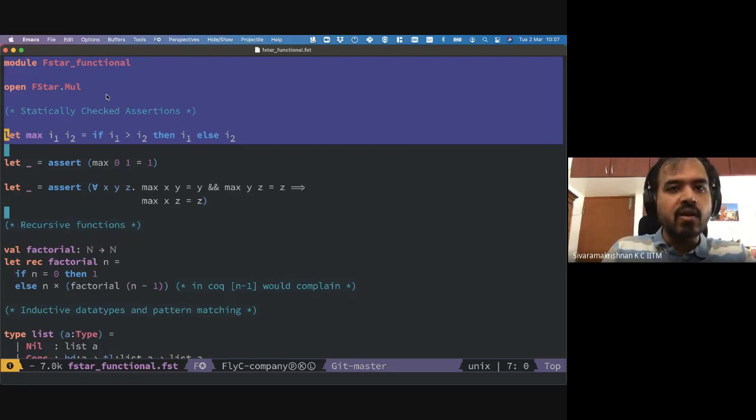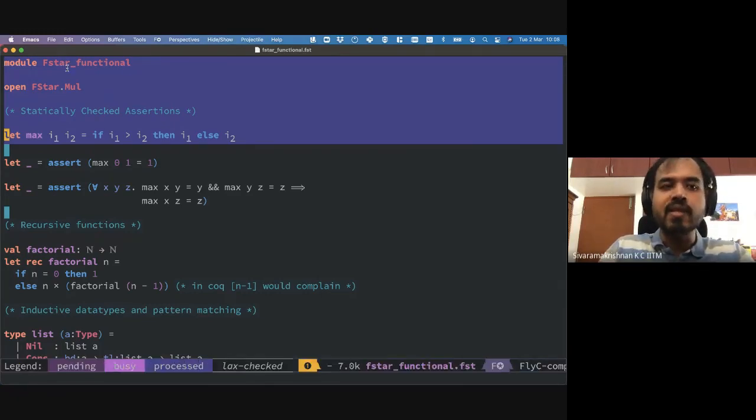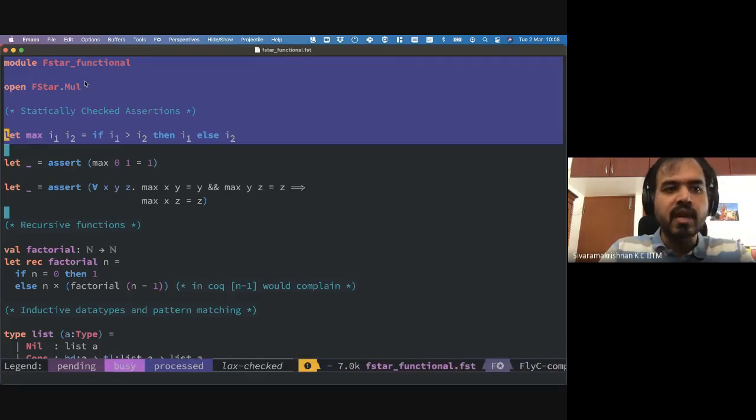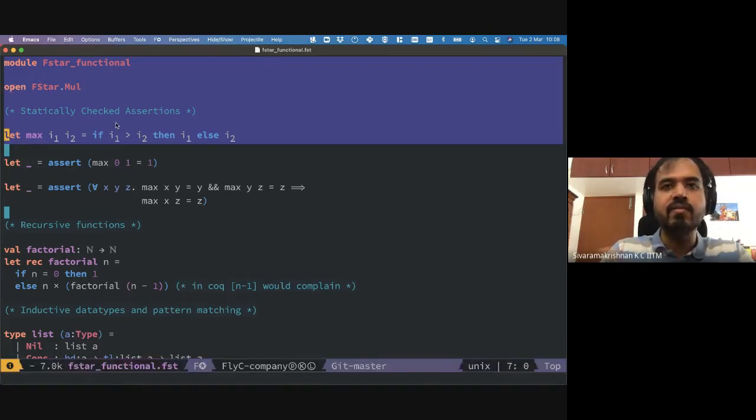So this file is called fstar functional, and in fstar you have to name the module with the same name, right? These modules are not as powerful as OCaml modules. They are just for namespacing. They don't give you the abstract types and a lot of the other things that OCaml modules give you. You can ignore this for the moment. Fstar has a particular sort of multiplication which we are using in this file, which you can ignore for the moment.